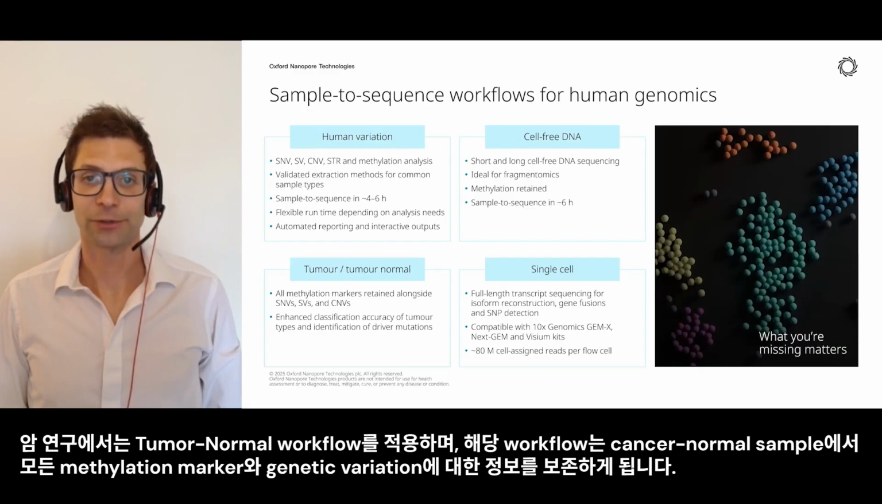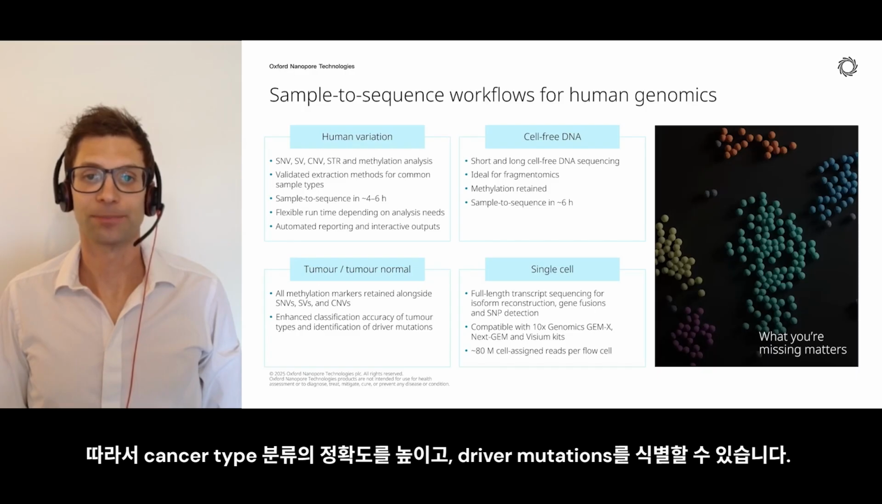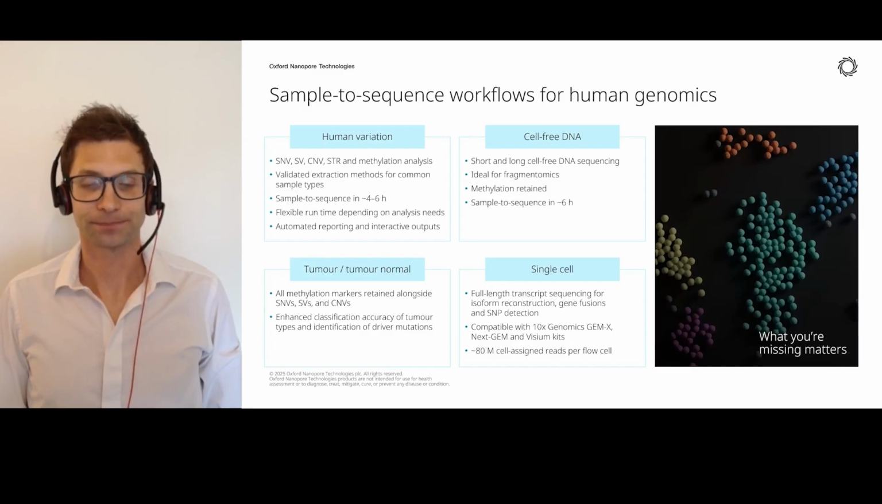For oncology research, the tumor normal workflow excels in retaining all methylation markers alongside genetic variants in tumor normal research samples, improving the classification accuracy of tumor types and the identification of driver mutations.